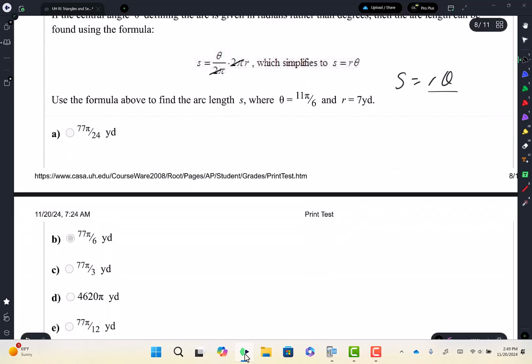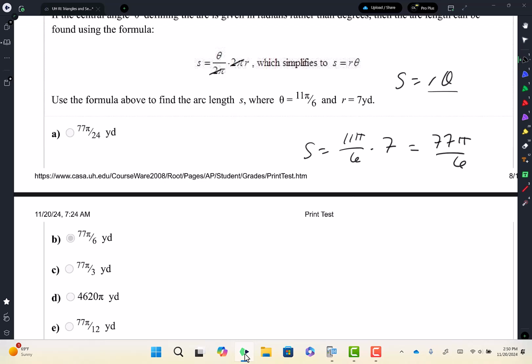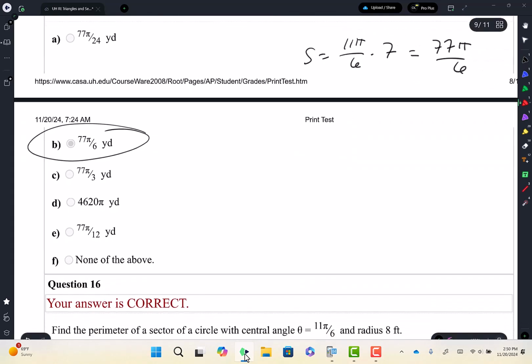All right. So look, let's figure out the arc length S here. So S equals 11 pi over 6 times 7. Well, 11 times 7 is 77. So 77 pi over 6. And there it is. The theta over 2 pi is like a percentage, but there's already a 2 pi there, so the 2 pi's canceled out. Yeah, that's what makes this super strong.